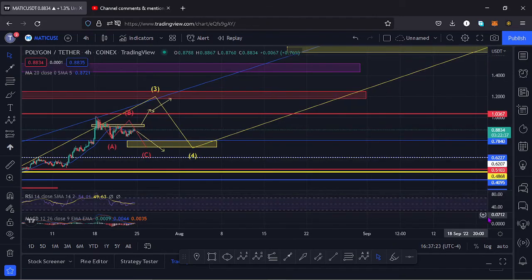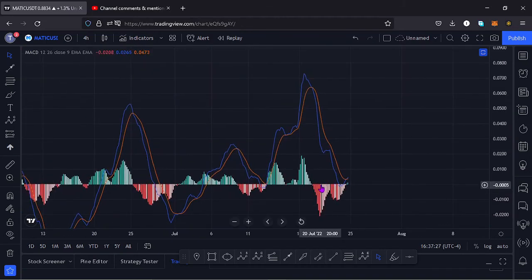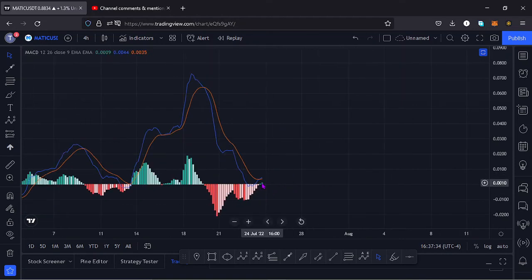If I also jump to the MACD, on the MACD we have printed a bullish cross, and that would mean soon we might continue unlocking even higher prices, and that would mean maybe the high that I have on the charts is not yet the high for that wave 3. We need to make another higher high so that we can start retracing in a wave 4. So let's be patient and see how that plays out, and I'll keep you updated.